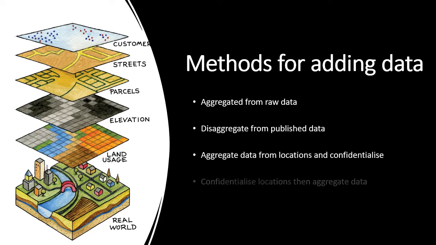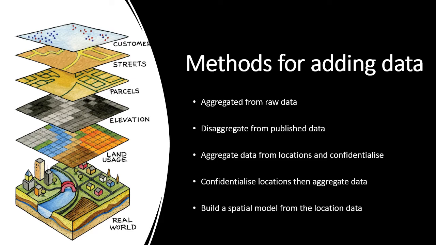Here are some methods for adding data to a grid. The first one is to aggregate the raw data, that is, the locations and the populations at those locations. The problem with that is that it falls foul of our confidentiality rules. The second one is to disaggregate from already published, aggregated and confidentialized data. This is by far the safest way to work. The third one is to aggregate data from locations and then confidentialize. This is similar to the way we work with our statistical geographies by random rounding or adding some noise.